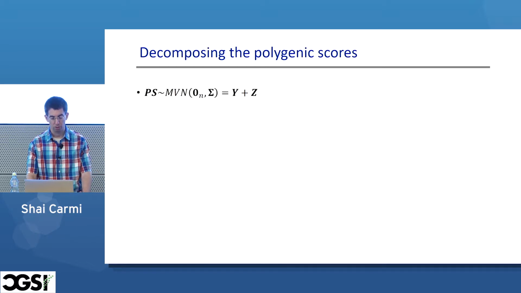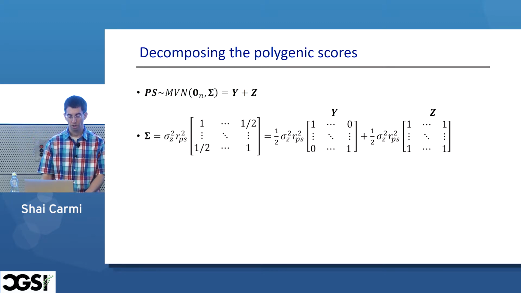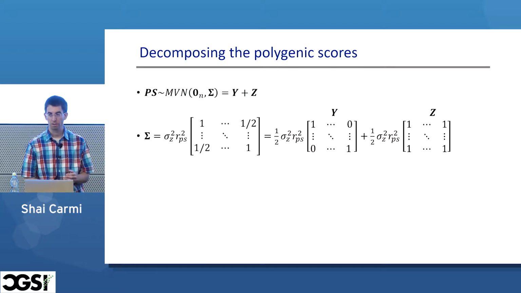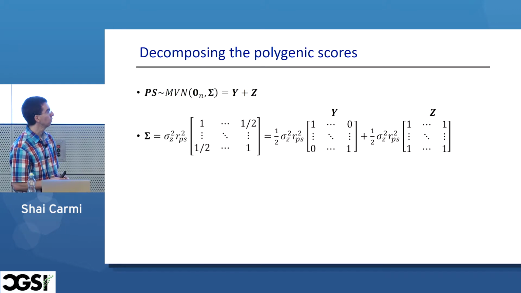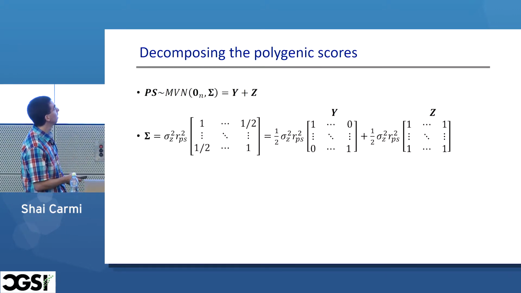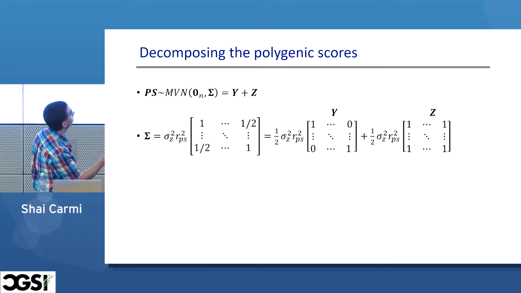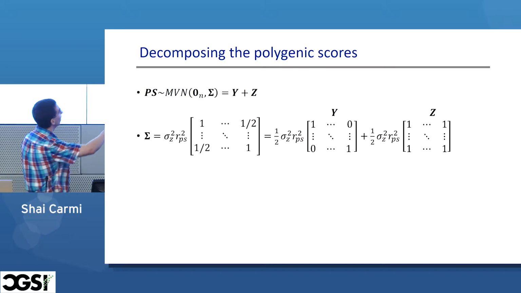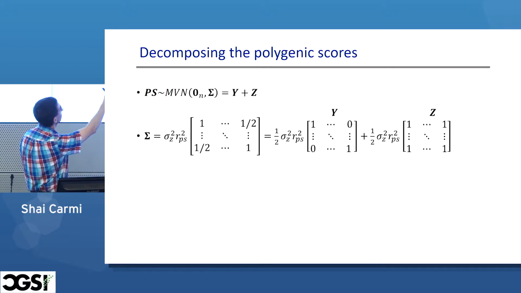There is a little trick that can be done here, and we can think of these scores as the sum of two sets of multivariate normal variables. This is possible because the covariance matrix can be written as a sum of two matrices, which we call y and z. So what is y? Oh, you can see the z.